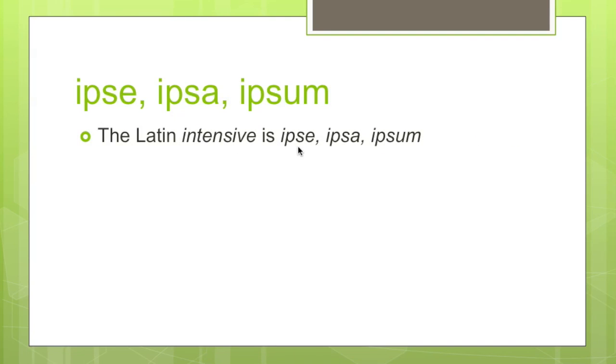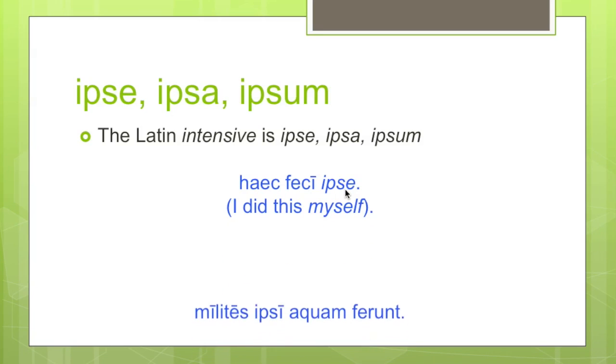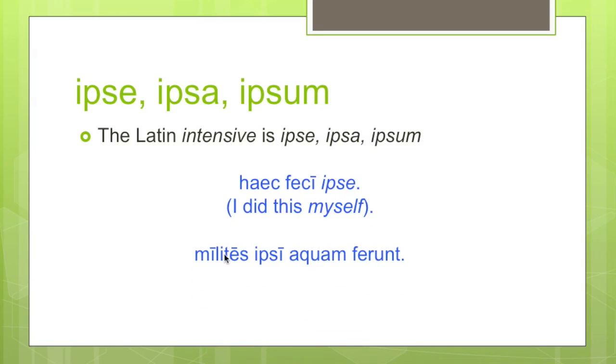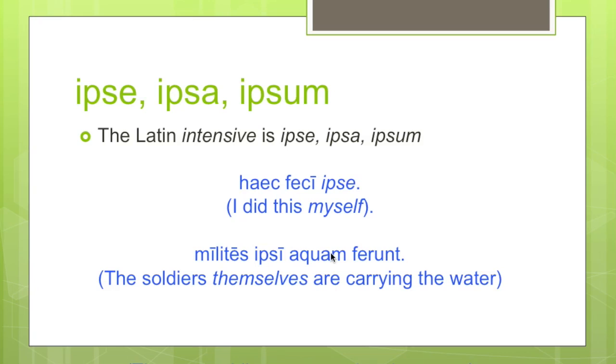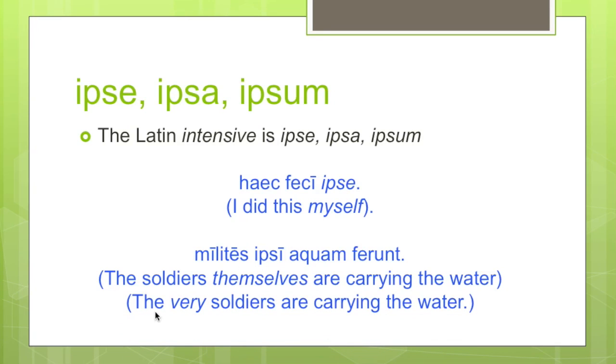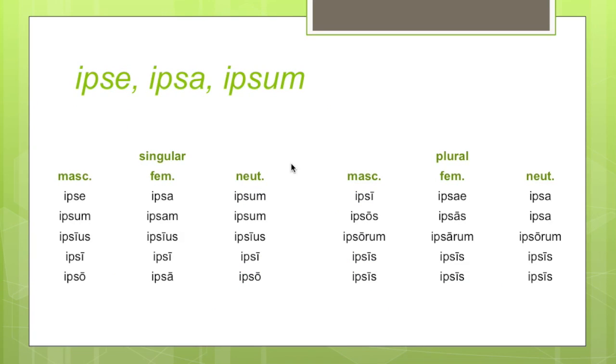The Latin intensive is ipse, ipsa, ipsum. For instance, in Latin, I can say haec feci ipse. I did this myself, where the ipse means myself. Or milites ipsi aquam ferunt. The soldiers themselves are carrying the water. Alternately, you could translate this as the very soldiers are carrying the water. Sometimes we translate the intensive Latin with the very. Here's the declension of ipse, ipsa, ipsum, just for your enjoyment. I'll let you take a look at that. It's actually very easy.